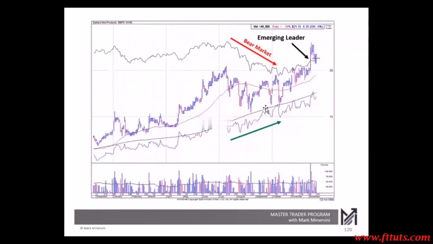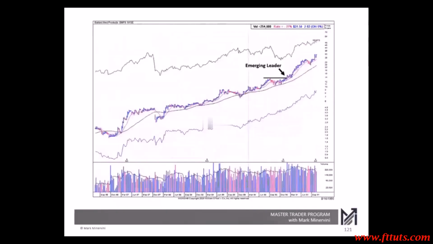Again, like I said, MarketSmith has a very simple little toggle button, and you can hit that, and it'll tell you the stocks that are having relative strength lines hitting new highs. This is a great thing to look for during a bear market. And let's take a look on a weekly. This is the same stock. This is Ballard Medical Products, but on a weekly. This you could see more clear cut.